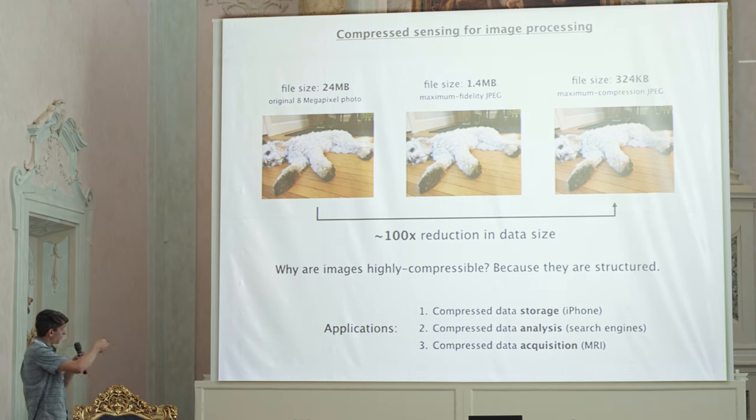So this is a picture of one of my dogs with very muddy paws. And the original photo is something like 8 megapixels. So when you snap it on your iPhone, the amount of data collected is, in this case, about 24 megabytes. But the phone doesn't store all 24 megabytes. It immediately compresses it down to something that's about 100 times smaller.